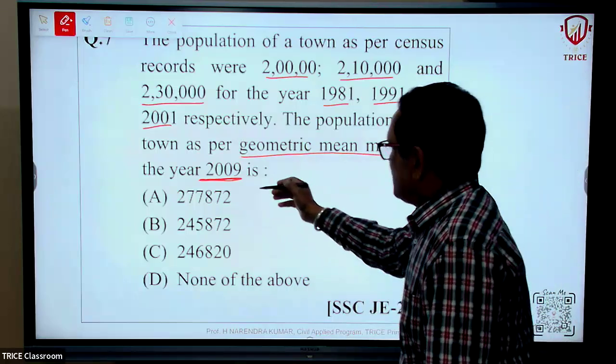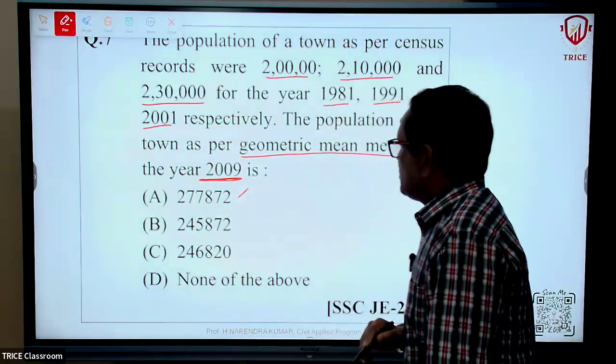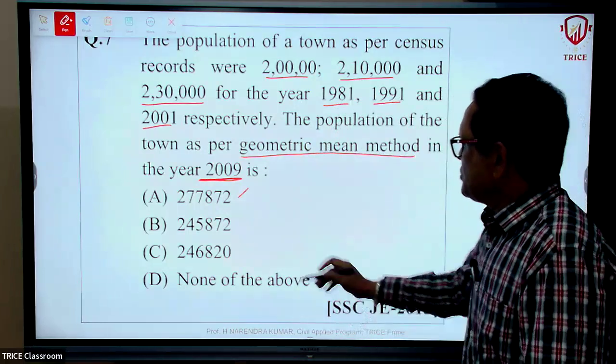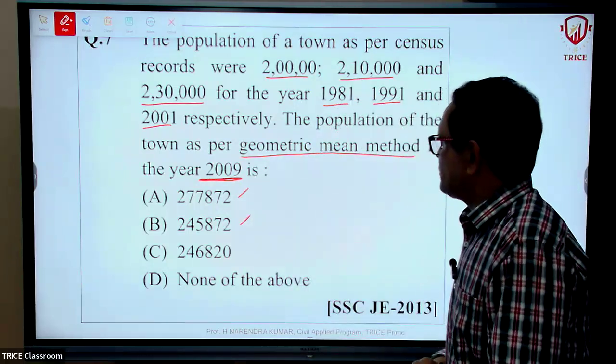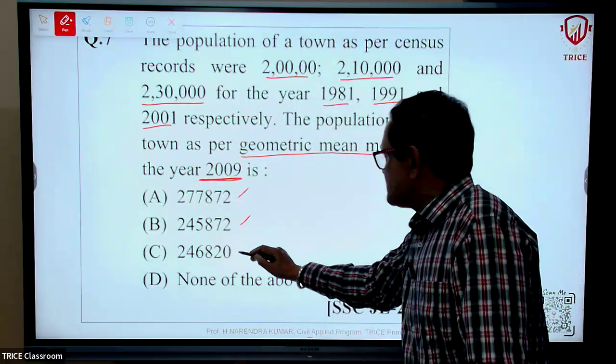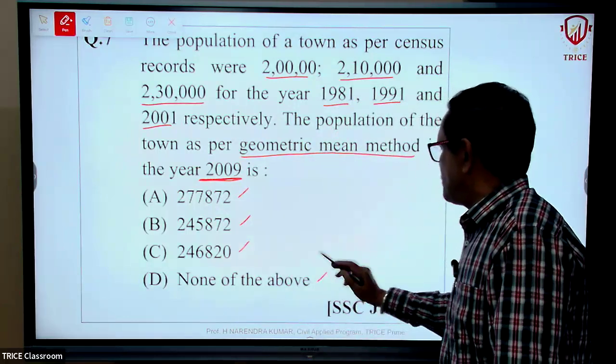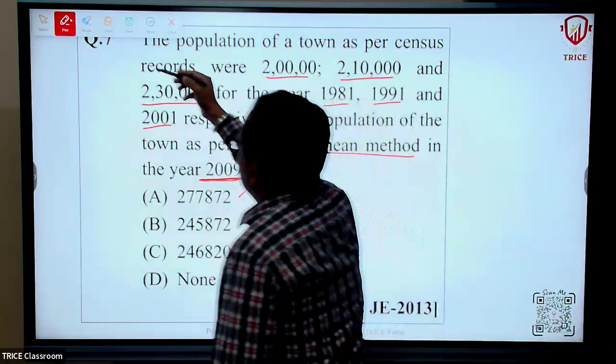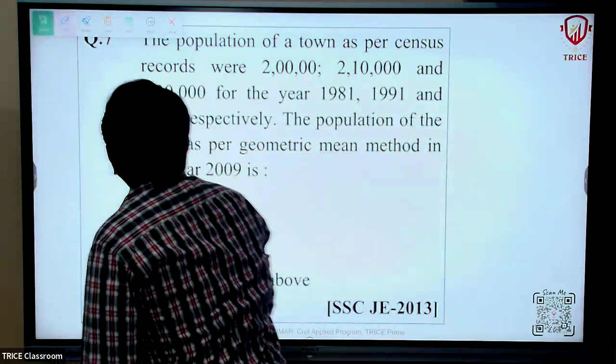So the answers are 2,77,872 and 2,45,872, 2,46,820, and none of the above. So there are 4 options. So let me look into the solution now.